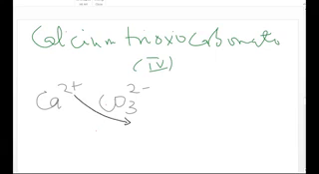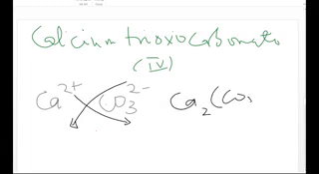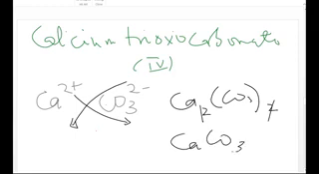So this comes down here, this comes down here. So this will give me Ca2, CO3 in bracket 2. Don't use these 3 to multiply what is inside the bracket. These 2 and these 2 can cancel out. So this becomes CaCO3. This is called calcium trioxocarbonate(IV).